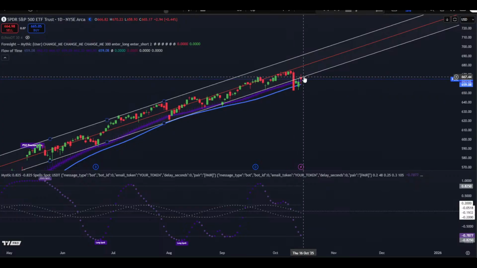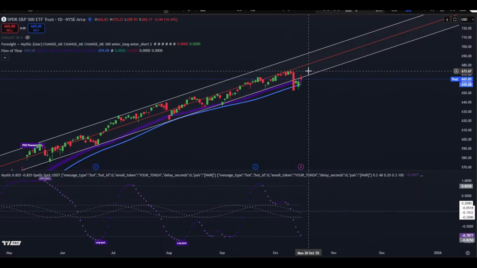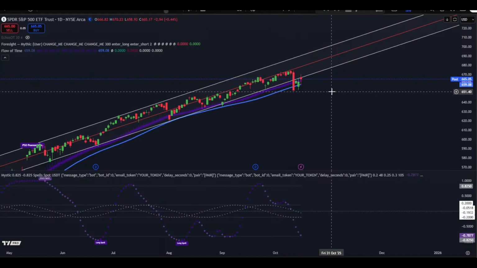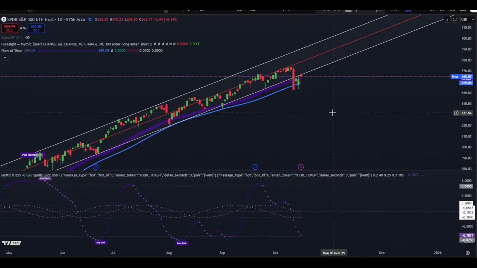Now, if this thing gets up in here and starts to close up in here again, then we can negate this bearish candle right here. But until then, we're just going to assume that we're watching our line in the sand on the S&P 500. And so if someone were trading this, those are the things you have to look for.